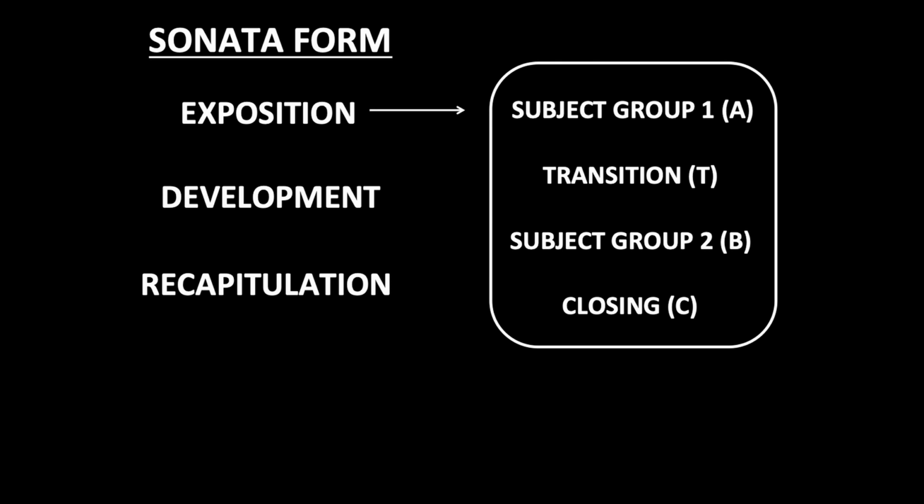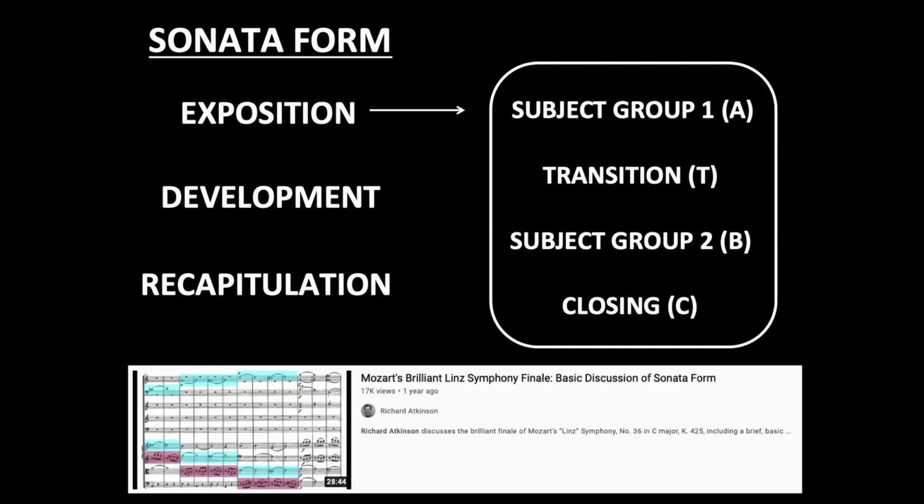The first movement of the symphony is set in sonata form. In a nutshell, sonata form is a structure that consists of an exposition, development, and recapitulation. The exposition can be further divided into a few sections: the first subject group in a tonic, transition, second subject group in the dominant, and closing. For more detailed explanation, I recommend watching Richard Atkinson's video on sonata form.